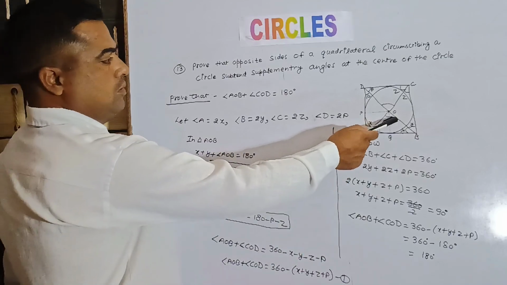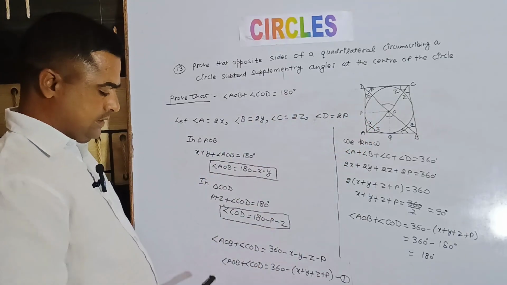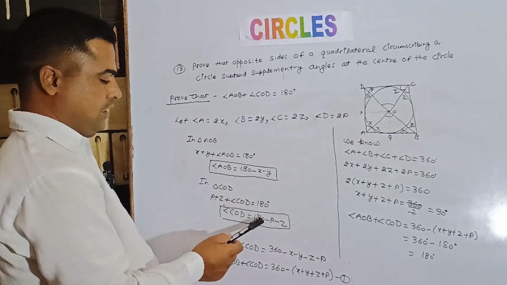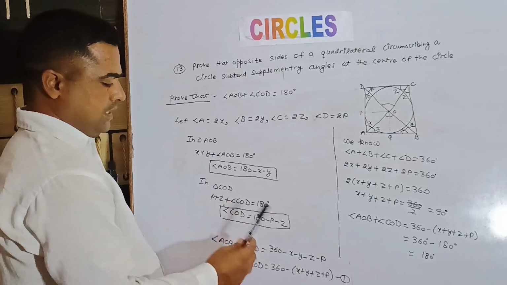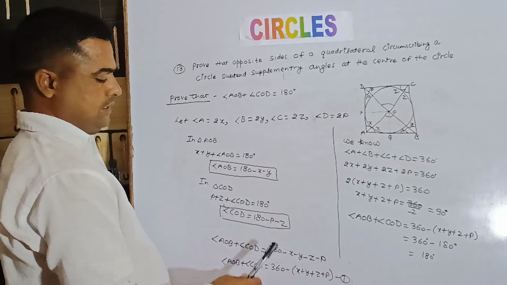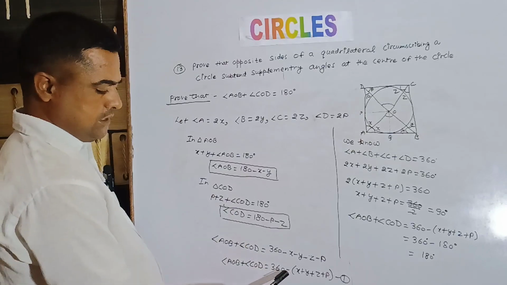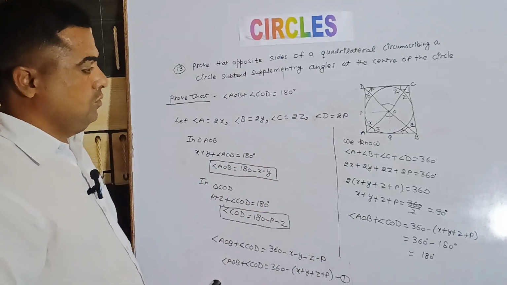Students, we have to find the sum of these two angles. Now we are adding these two angles. Angle AOB plus angle COD will be 180 plus 180, 360, minus x, minus y, minus z, and minus p. Now minus sign is common, so this will be 360 minus (x plus y plus z plus p). This is equation number 1.